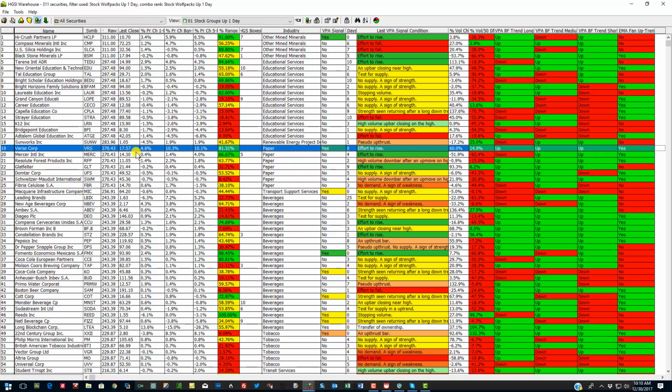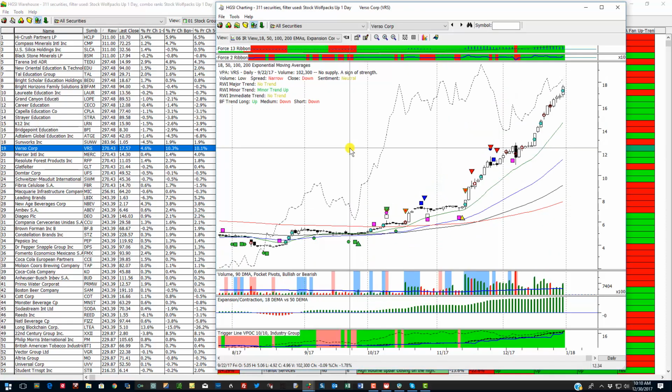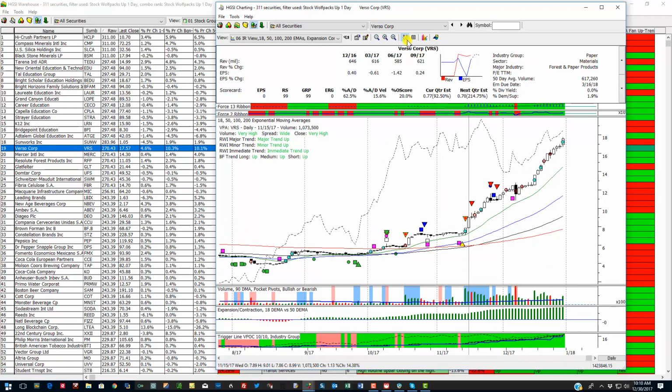I have not looked at this stock. It's a $17.57 stock. It was up 4.6% on Friday. It's up 10.1% since the beginning of the week. It's got an effort to rise on Friday. Let's just take a look at this stock, and you can see that this is a beautiful chart. Now, what does this belong to? Yes, I thought so. It was in the paper group.